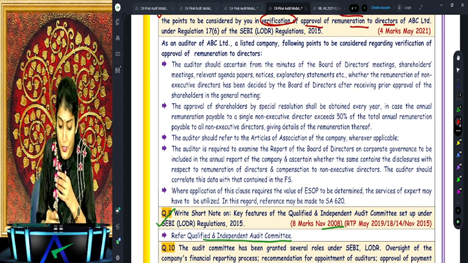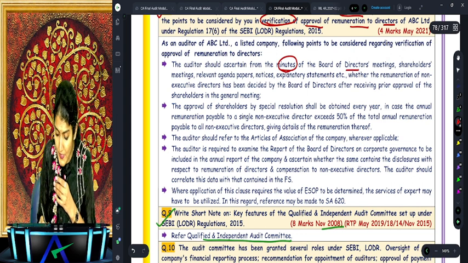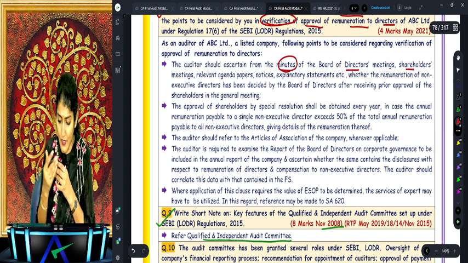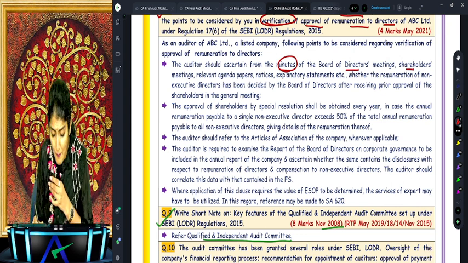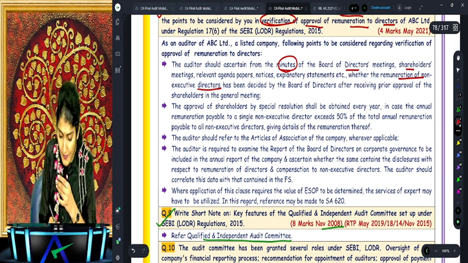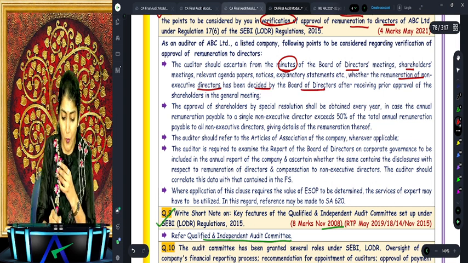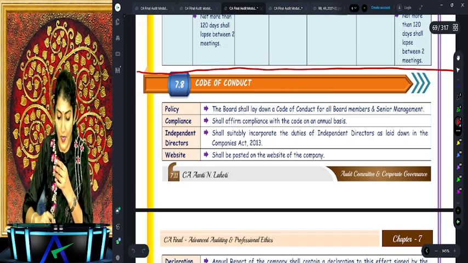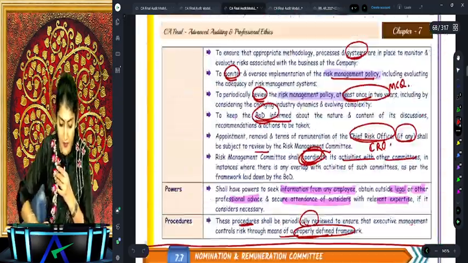So the auditor should ascertain from the minutes of the meetings of the board of directors, shareholder agenda papers, right, whether the remuneration of the non-executive directors has been decided by the board of directors. Because who needs to decide the remuneration? Right, this is the board of director.